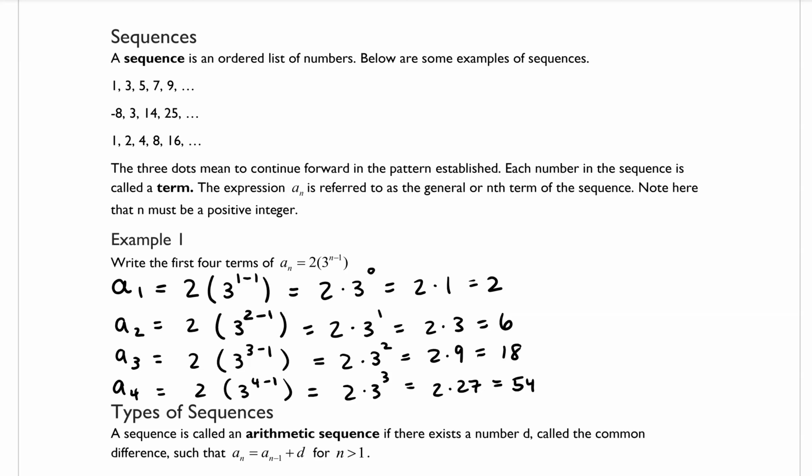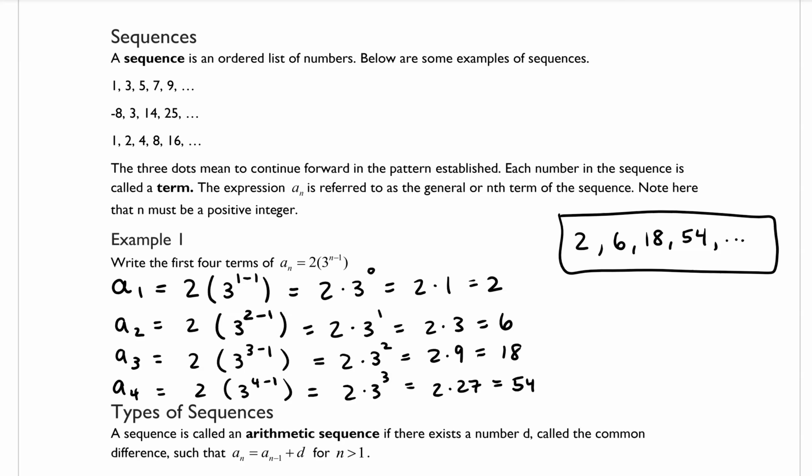Now this might look a little bit familiar to you in that it kind of has the same characteristics as an exponential function. And again, sequences behave similarly to functions, and so you could think of it as an exponential function where the input values are the positive whole numbers. So if I were to write out my sequence, it would be 2, 6, 18, 54, and then we would continue that pattern. So that gives us the first 4 terms of our sequence.